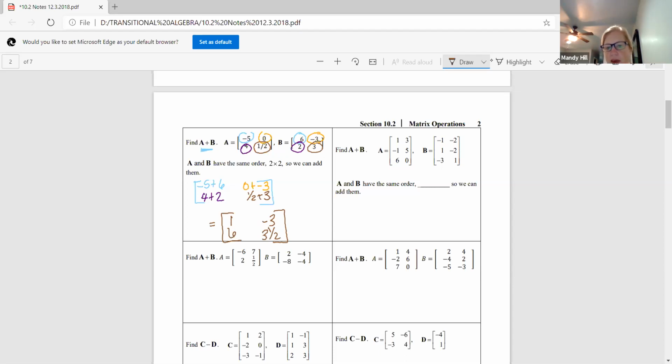So A and B have the same order so that we can add them. These are both, if you go down first, remember you go down first, and you get 3. And when you go over, it's 2 columns. So 3 rows, 2 columns. So they are the same. So we should be able to add them.